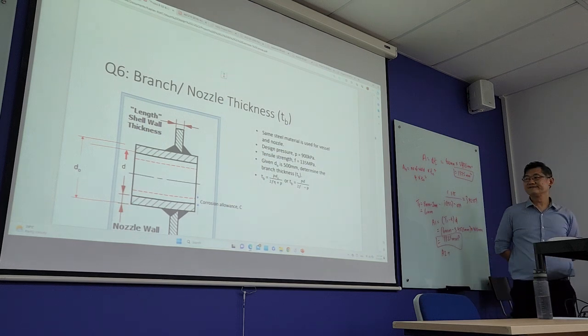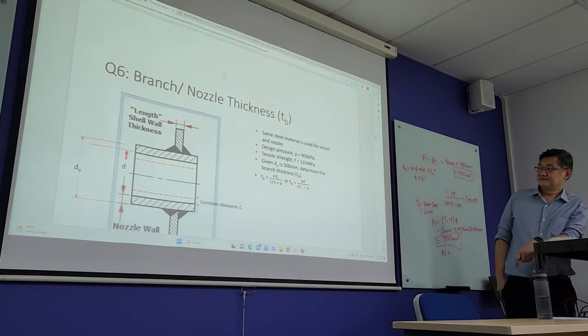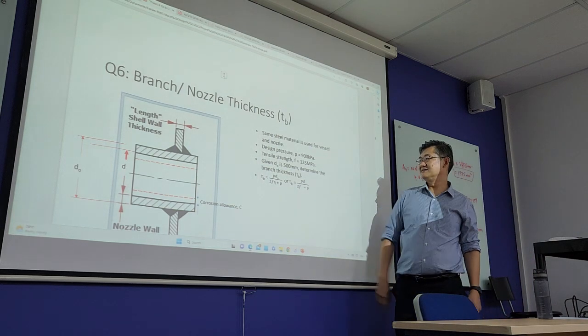Anyone get the solution? Similar to the previous one just now.